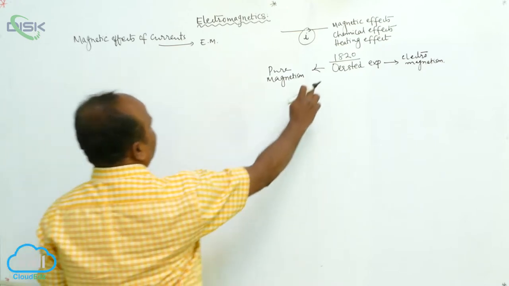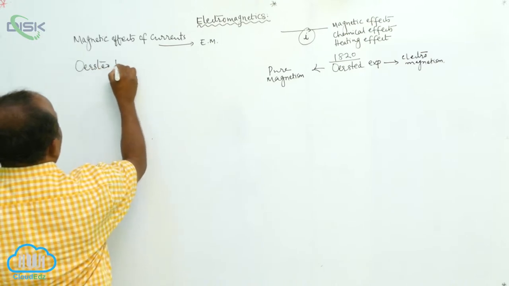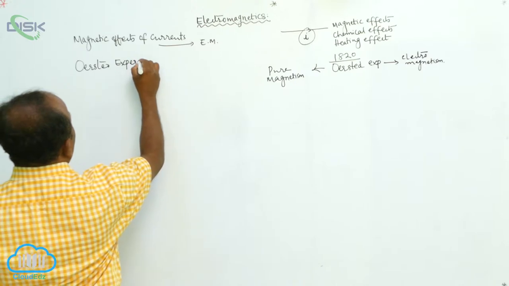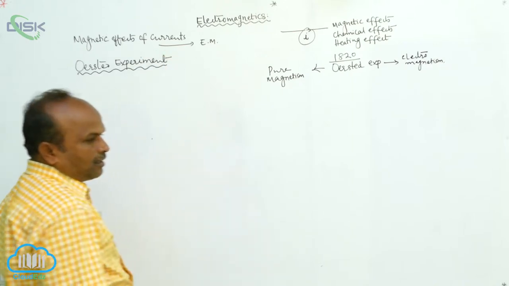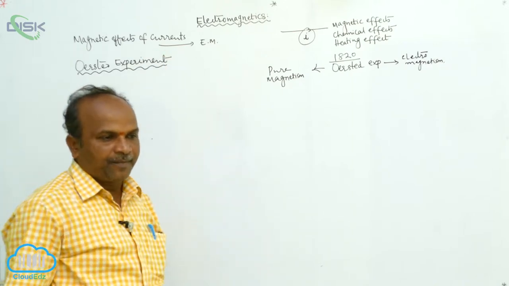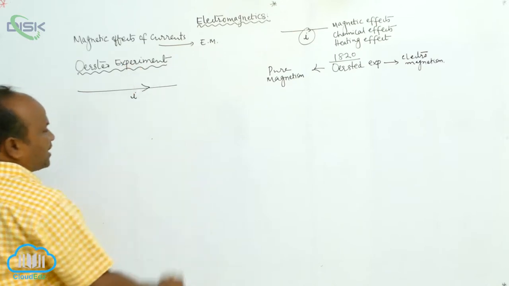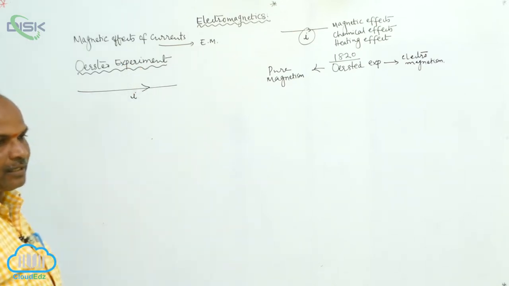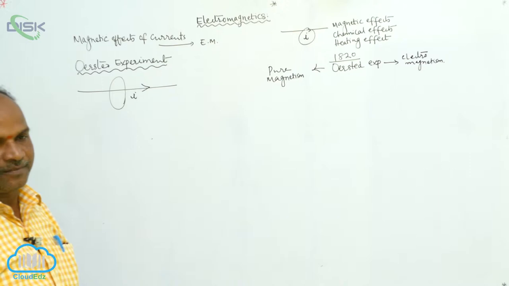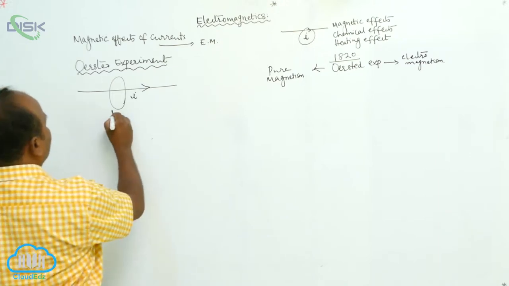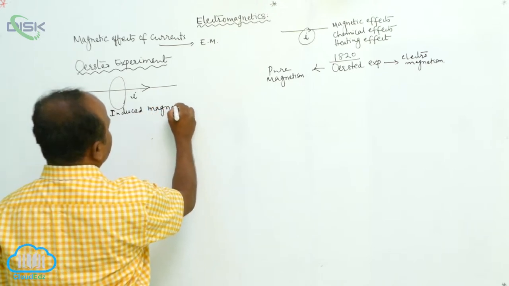we shall discuss first the Oersted experiment. What is the Oersted experiment? It was an accidental experiment. When current is passing through a conductor, around the conductor, an induced magnetic field is established.